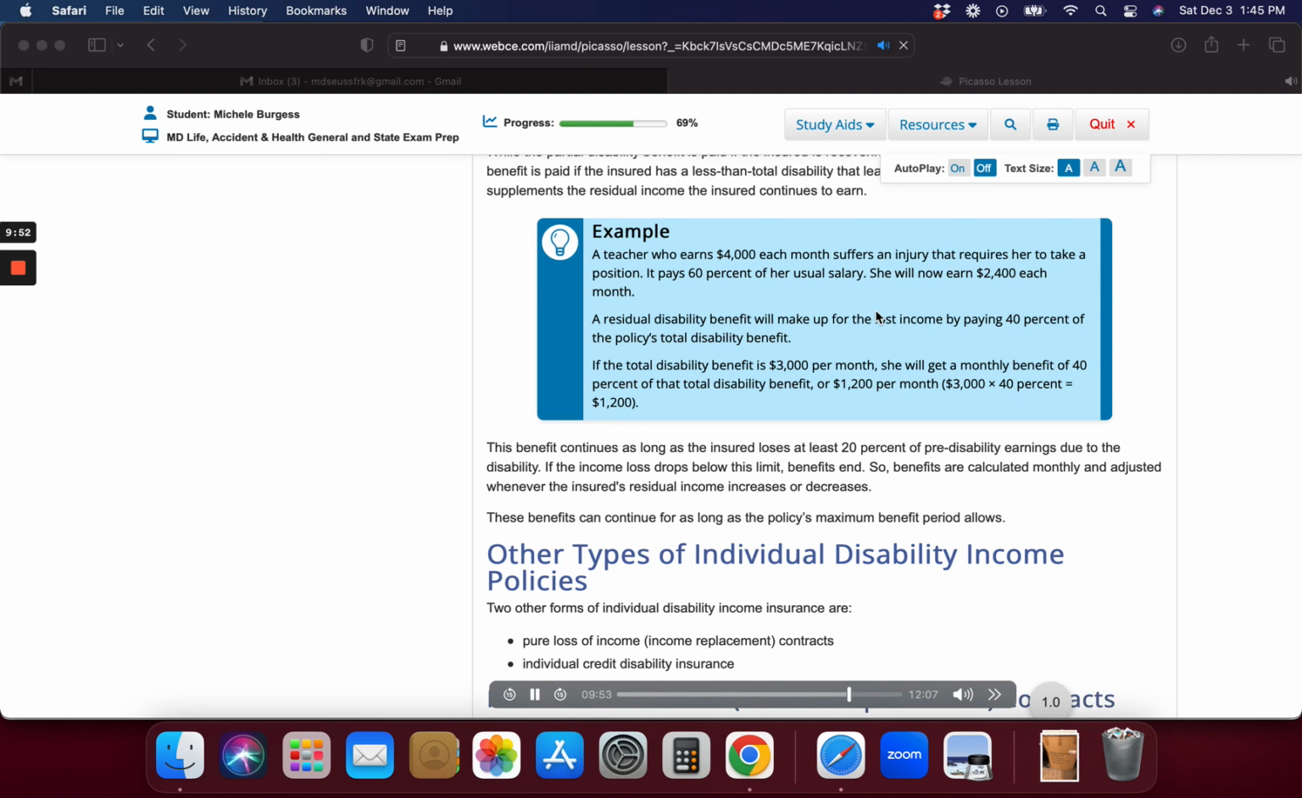Individual credit disability insurance. A credit company often buys credit disability insurance to protect itself in case the insured debtor becomes disabled and cannot pay off the loan.